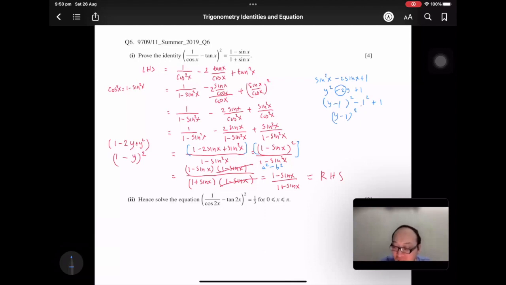Yeah, we can cancel this. Yeah, so we replace back the y into sine x, so it's 1 minus sine x. Yeah, this is 1 minus y. The same thing. So I just rewrite as 1 minus sine x, and then I can cancel the 1 minus sine x here.